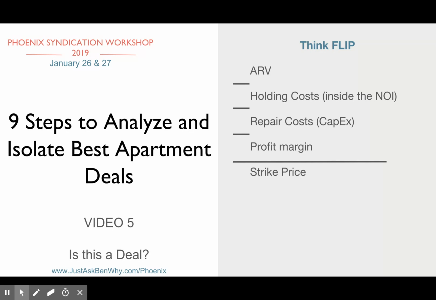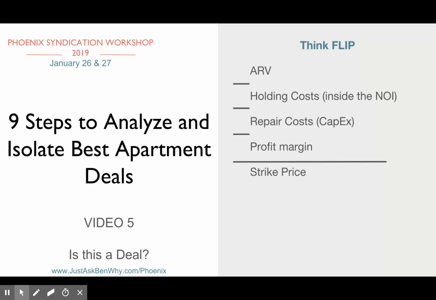In multifamily, of course, it's a little bit different because multifamily value is in some way, in a lot of ways, actually a function of the income. So you have to base your ARV on the income somehow and capitalize the value from there. This is a very long and very in-depth and very, very hugely important conversation. And we will be having this conversation in January at the Phoenix Syndication Workshop.